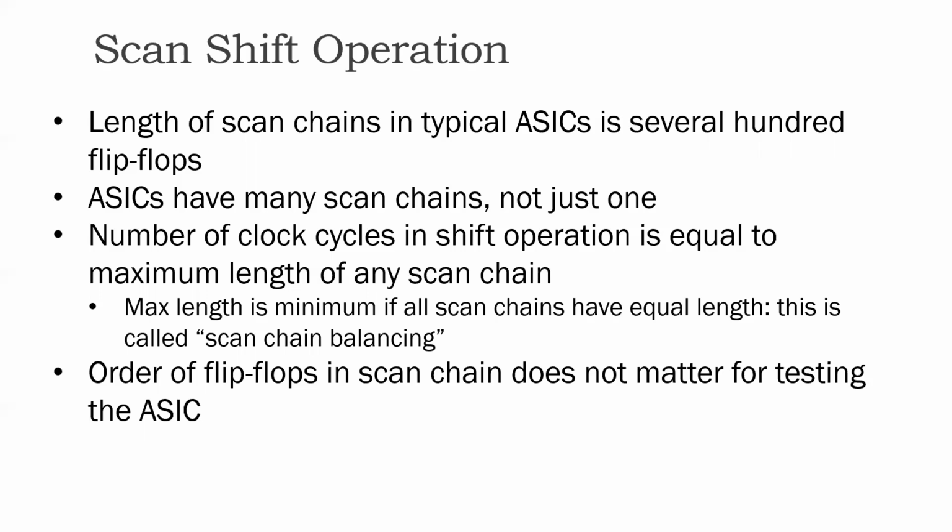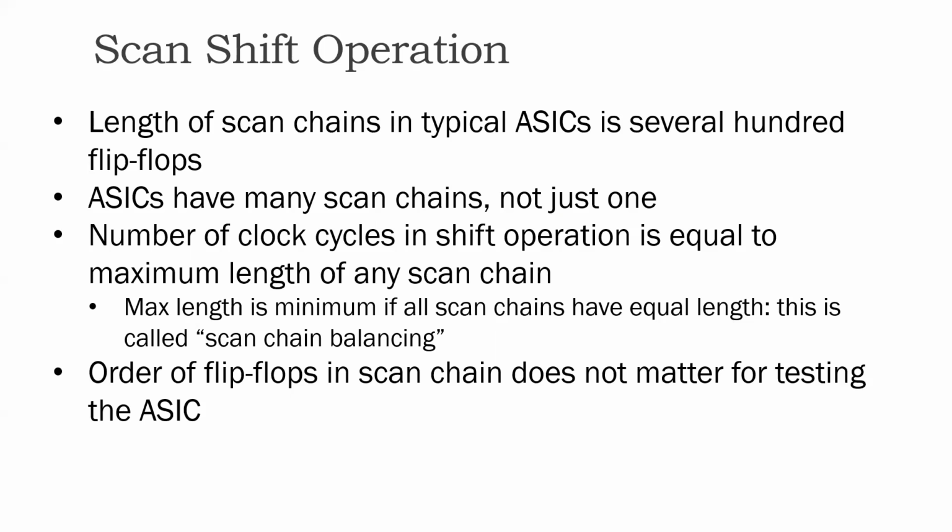So instead of having a single scan chain of 1 million flip-flop length, what we do is we make multiple scan chains. Let's say each scan chain is only 1,000 flip-flops long. You would have 1,000 scan chains in the ASIC, and all those 1,000 scan chains would get populated in parallel during 1,000 clock cycles. So in general, ASICs have many scan chains, not just one, and this enables us to populate all the flip-flops much sooner because you can be populating all the scan chains in parallel.